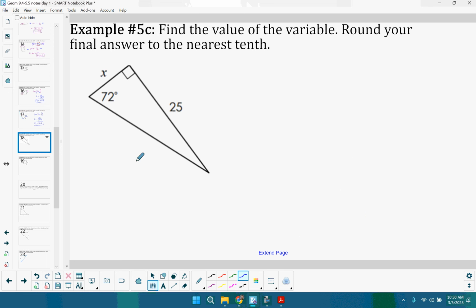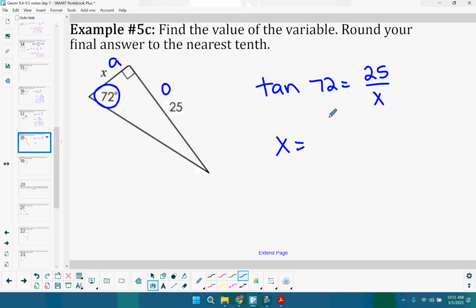Another example, 72 degrees is my angle. This would be O, this would be H, this is A. So O and A is tangent. Tangent 72 equals O over A, 25 over x. Again, variable on the bottom, we're going to end up making it x equals 25 divided by tangent of 72. And on the calculator, that gives me x equals 8.1.